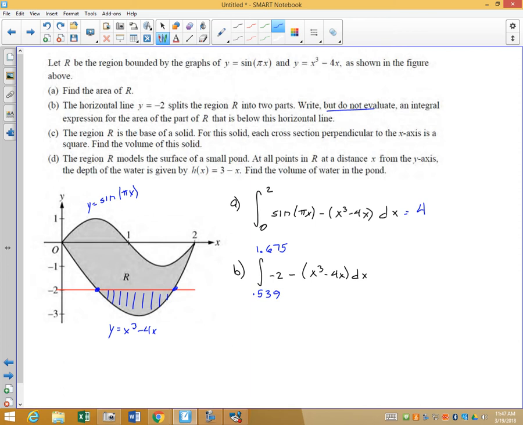What about C? The region R is the base of a solid. For this solid, each cross-section perpendicular to the X is a square. So now we're in those known cross-section things. So if I cut it perpendicular to the X, so I'm cutting it this way, it's a square. Same questions I always ask. What shape? Square. What variable? dx. What's the formula for the area of a square? Very good. Side length squared. We just need to get the side length in terms of x because it is a dx problem. What will the side length be?